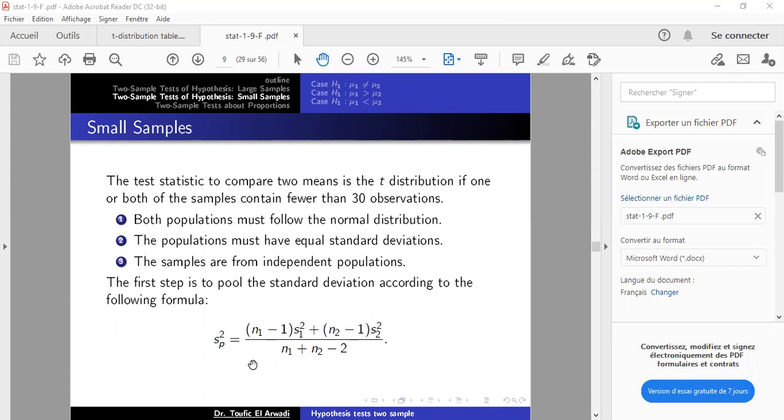Now, the first step is to compute a quantity called SP. S1 is the sample standard deviation of the first sample. S2 is the sample standard deviation of the second sample. N1 is the size of the first sample, N2 is the size of the second sample. So when we have two samples, first we compute the sample standard deviation S1 of the first sample, second we compute the sample standard deviation of the second sample, and then we compute the SP score by using this formula.